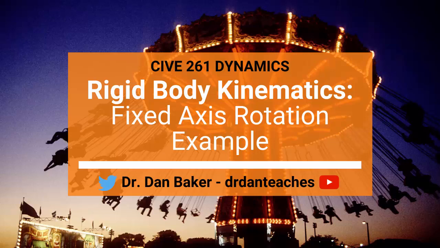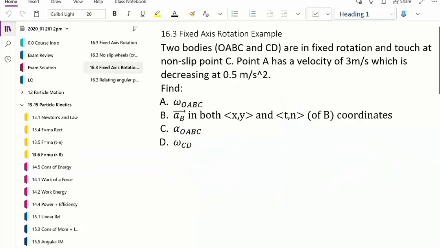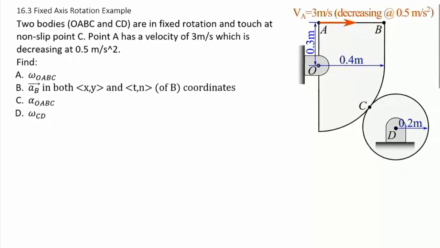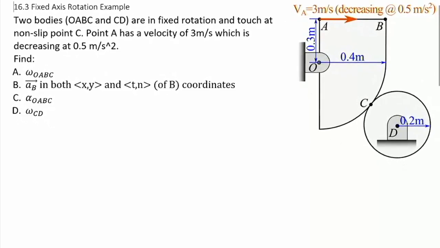So now let's take a look at a fixed axis rotation example problem. We have two different bodies, both in fixed axis rotation. The first is OABC on the upper left, and the second is CD on the lower right. They touch at a non-slip point right in between here, point C.